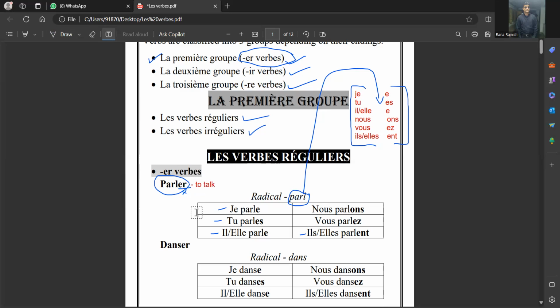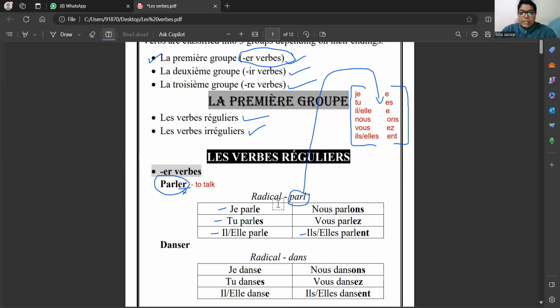Suppose I'm writing je parle. I'll just speak this verb first. You can speak it with me. Je parle, tu parles, elle parle, nous parlons, vous parlez, elle parle.